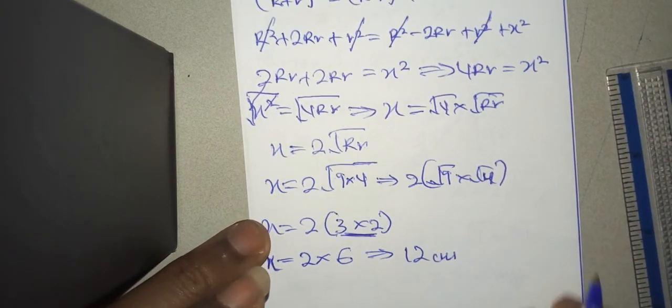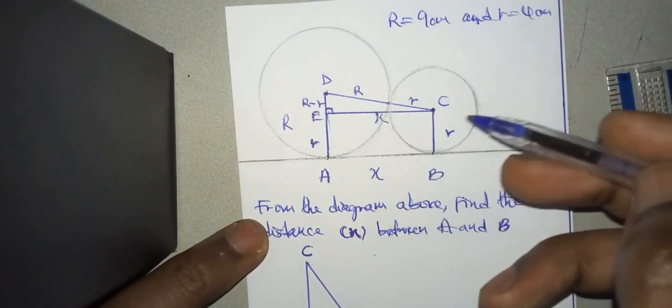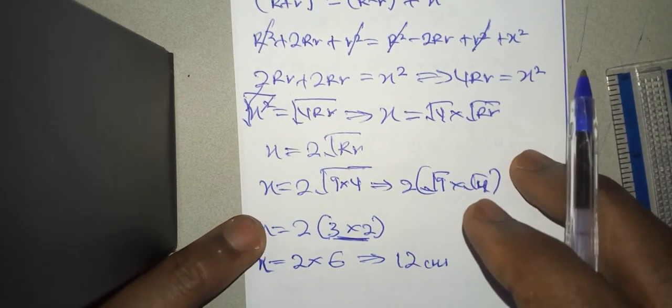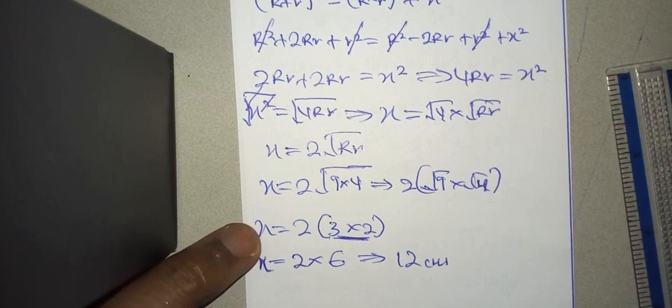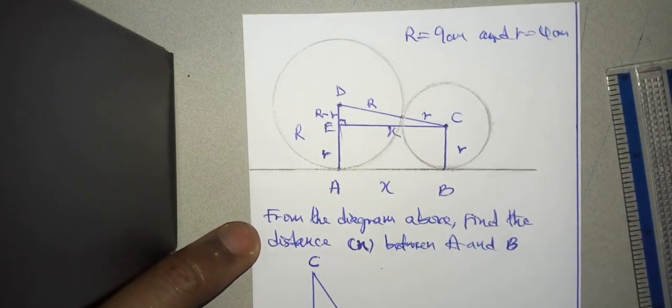Now at any point in time when you have such a problem, you can put the values there, solve it procedurally, you arrive at the same answer, or you prove the formula, you only plug the values into the formula and solve. Finally, this is what we have done. This concept is called the concept of two externally tangent circles.